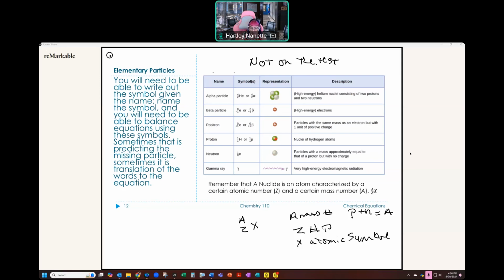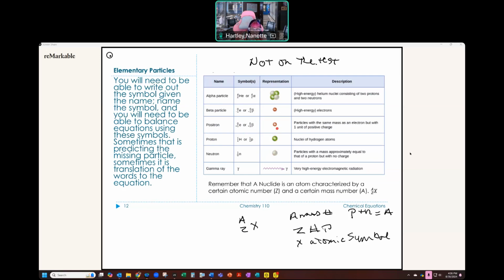Okay, so we have that as a plus. It's roughly the size of 1 AMU, so about the same size. Okay, we have our positrons. Now, positrons are very, very tiny. They have a positive charge.